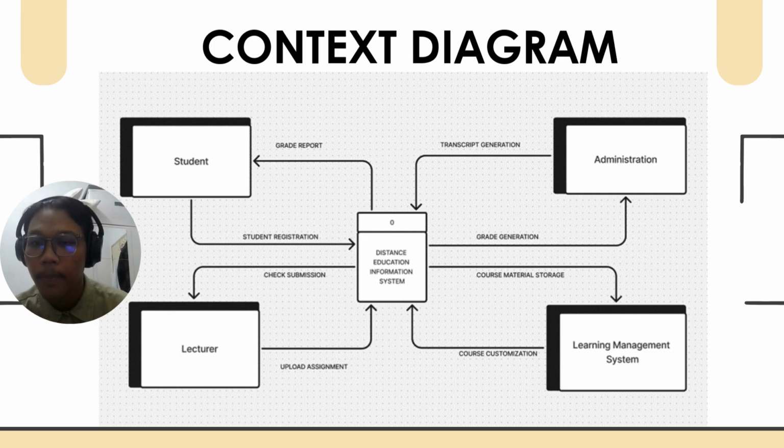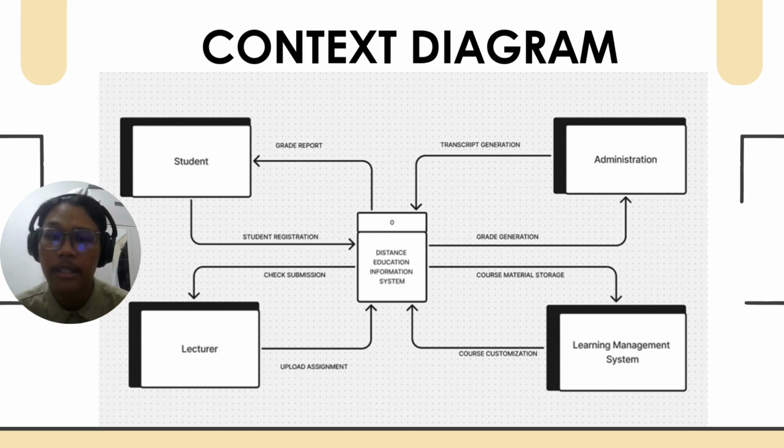So we have four entities: student, administration, learning management system, and lecturer. So I'm going to explain the interaction between the system and entities. The student registers for the system, and the system provides grades. The next one is lecturer. Lecturer uploads assignments for students, and lecturer also receives student submissions for grading.